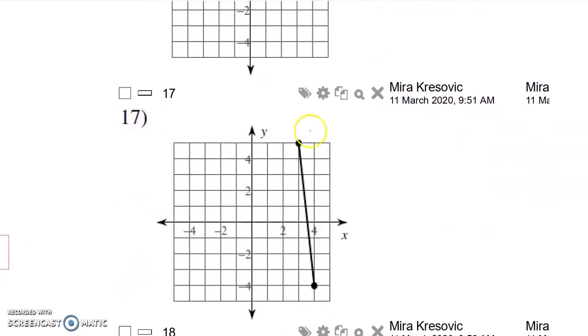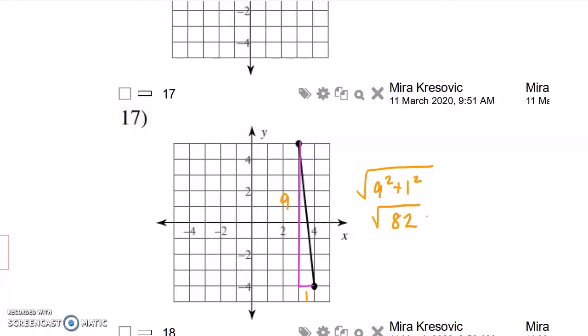And you would do that with each of these. You just drop down a vertical and then build a horizontal over. So this is 1 by, that's 4 and 5, 9. So 9 squared plus 1 squared is root 82, which is about 9.1.